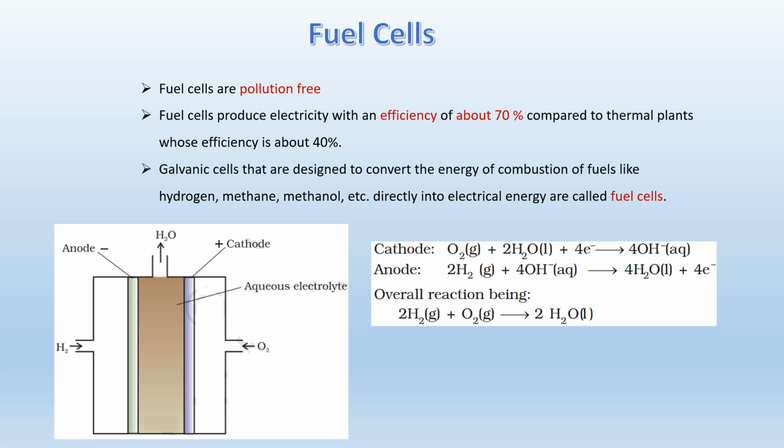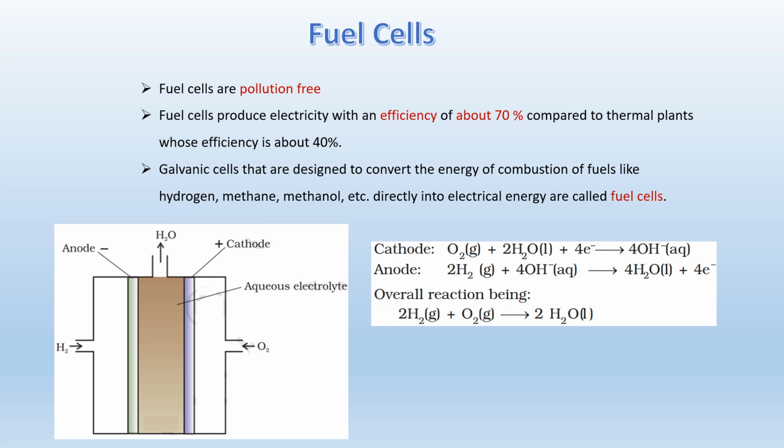Fuel cells. See the figure. The hydrogen gas is passed through the anode compartment and the oxygen gas is passed through the cathode compartment. In between the hydrogen and oxygen, they maintain the solution at alkaline condition. That is, an alkaline solution is added in between the two compartments, right?